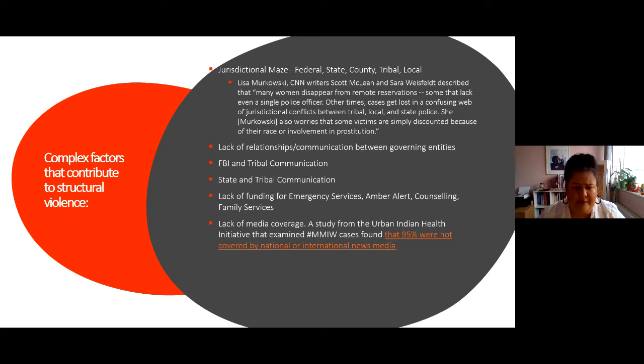There's also a lack of funding for emergency services, Amber Alert, counseling, family services. And according to this study from the Urban Indian Health Institute, when they examined the MMIW cases, they found there was a lack of media coverage, that 95% were not covered by national or international news media.